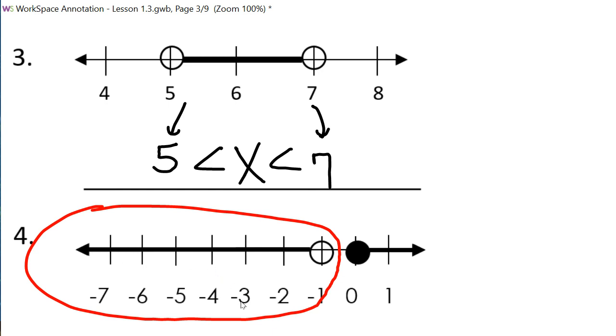Now for the right side. Start with your variable, and the endpoint is at what value? 0, and what symbol do we have to have? Greater than or equal to. Why is that one equal to? It's shaded in. Okay, the last 6 examples we will have to solve and graph.